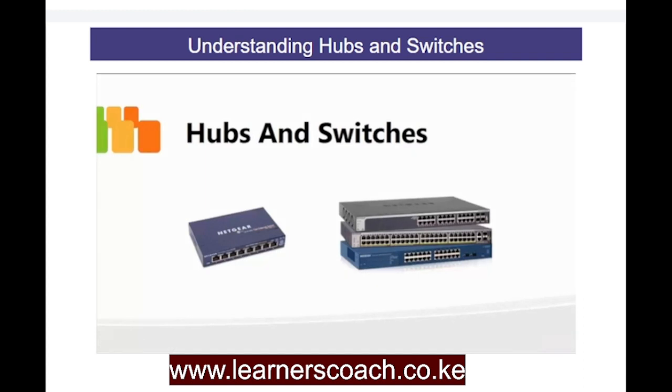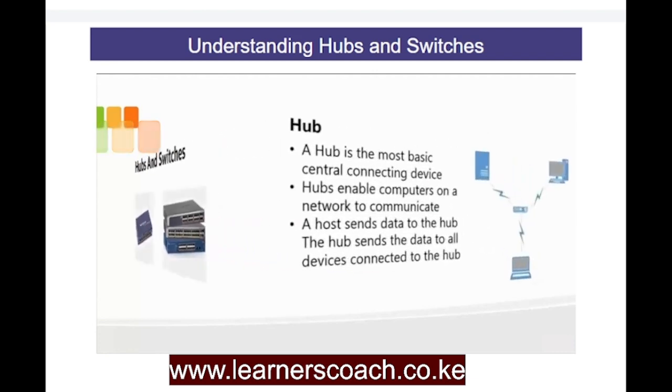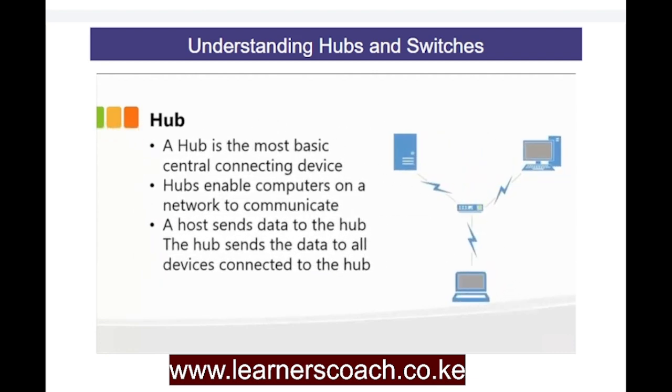Welcome back. In this lesson, I'm going to talk about different kinds of hubs and switches. Both of these are physical devices that are used within a certain network. First, let's talk about what a hub is. This physical device is the most basic central connecting device that connects all of the computers on your network. It basically enables computers on the network to communicate, right? Send data, transfer files, images, videos, and whatnot. So everything goes through this particular hub.